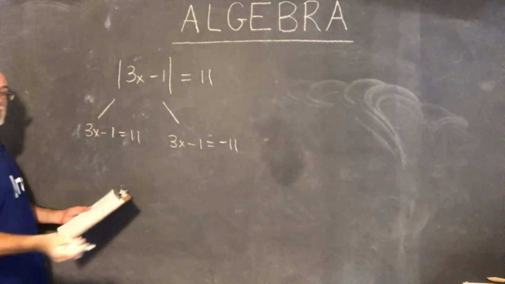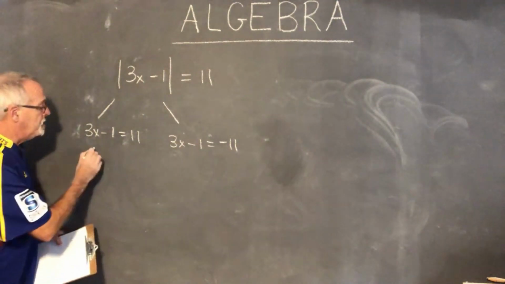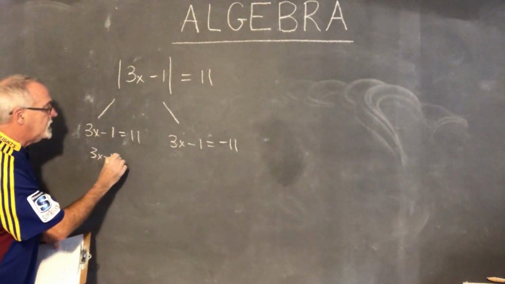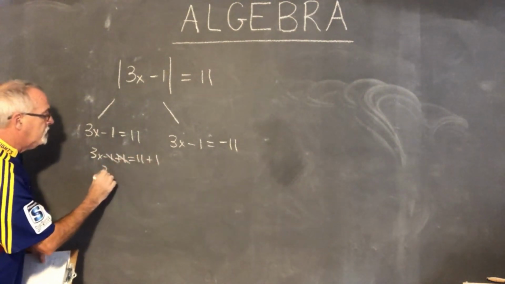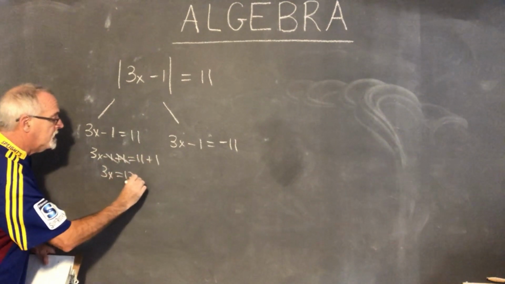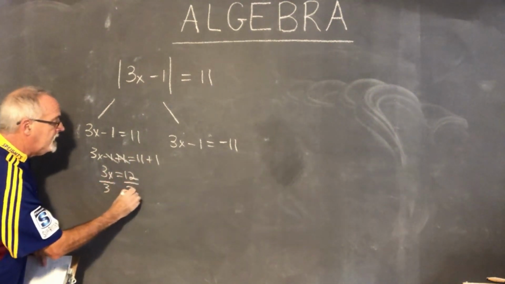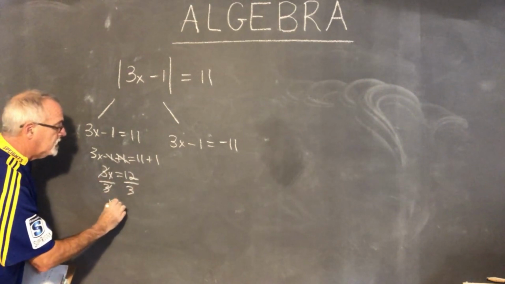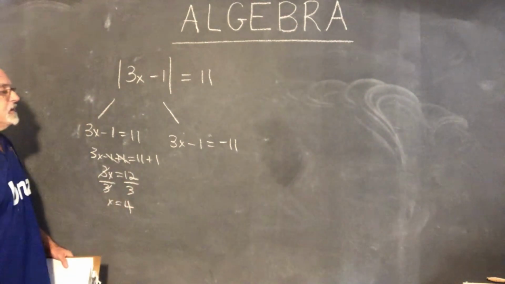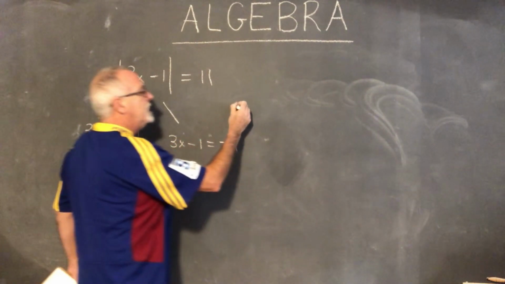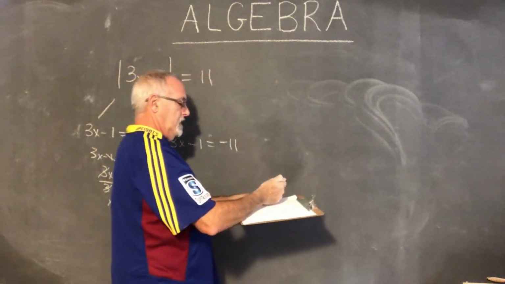And then we have to do our algebra. So we're using the same steps we've been practicing. 3x minus 1 plus 1 equals 11 plus 1. These cancel. 3x equals 12. Divide both sides by 3. X equals 4. Didn't write that very big. X equals 4. Interesting. I'm going to start drawing my number line.